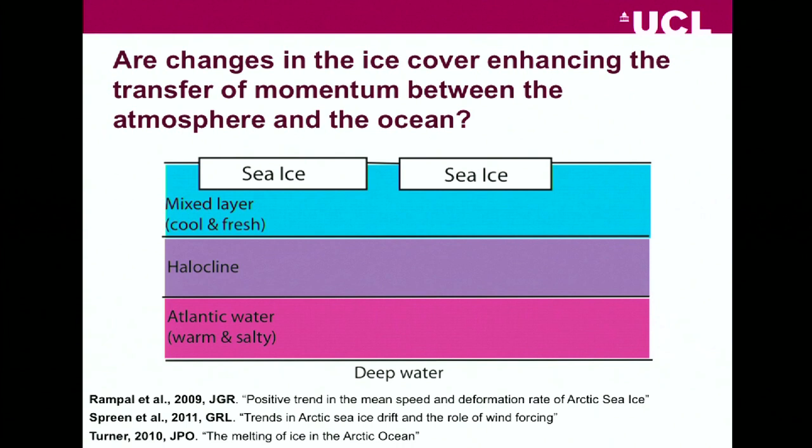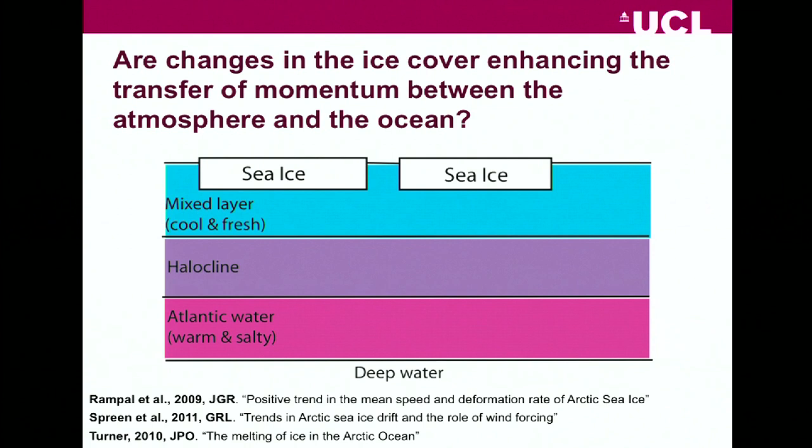And it's not just because of the controls on the storage and distribution of fresh water. Now, if you cast your mind back to that schematic I showed you earlier, I showed you how that cool, fresh layer where the sea ice forms is separated from the warm, salty Atlantic water. Now, that warm, salty water contains enough heat to melt all of the Arctic sea ice in 4 years if it could get brought up to the surface.